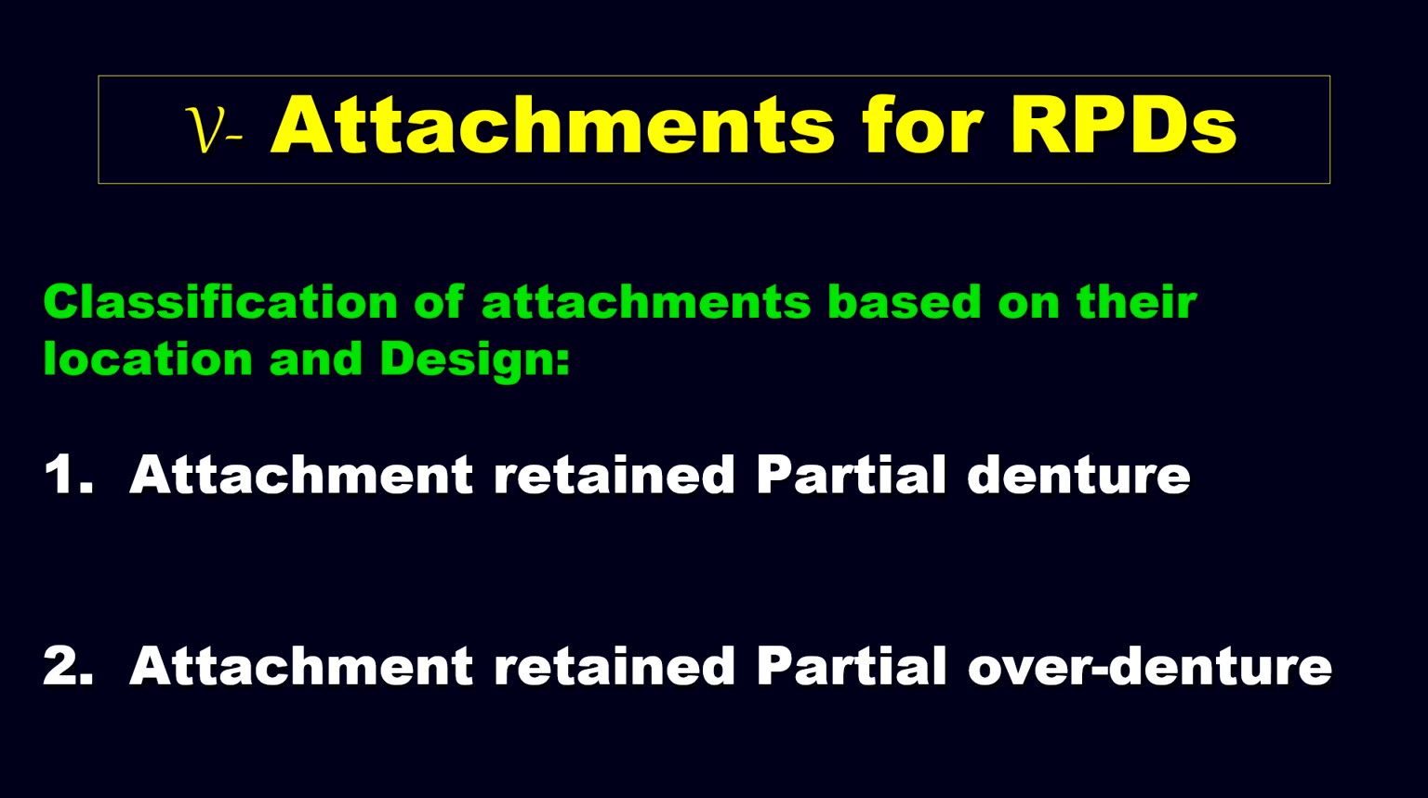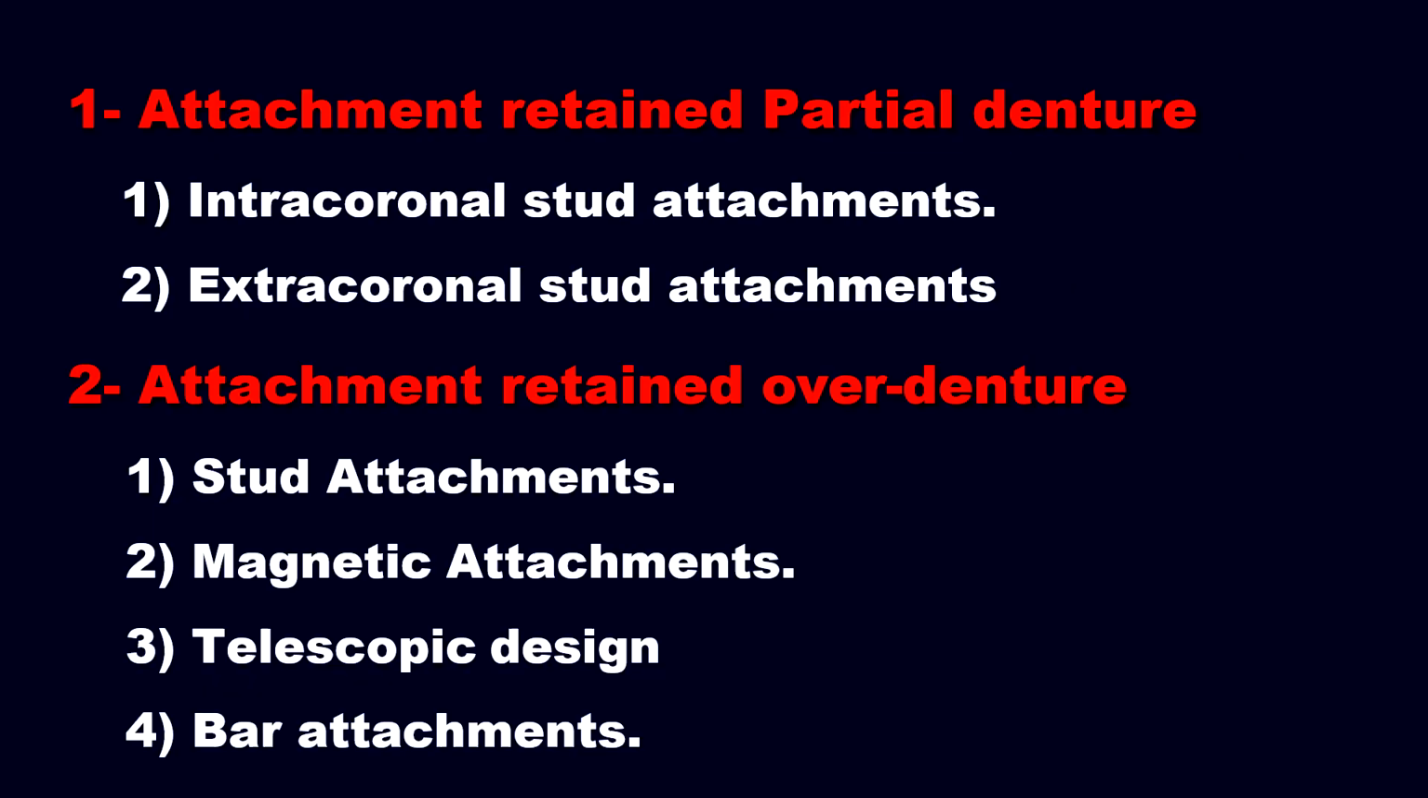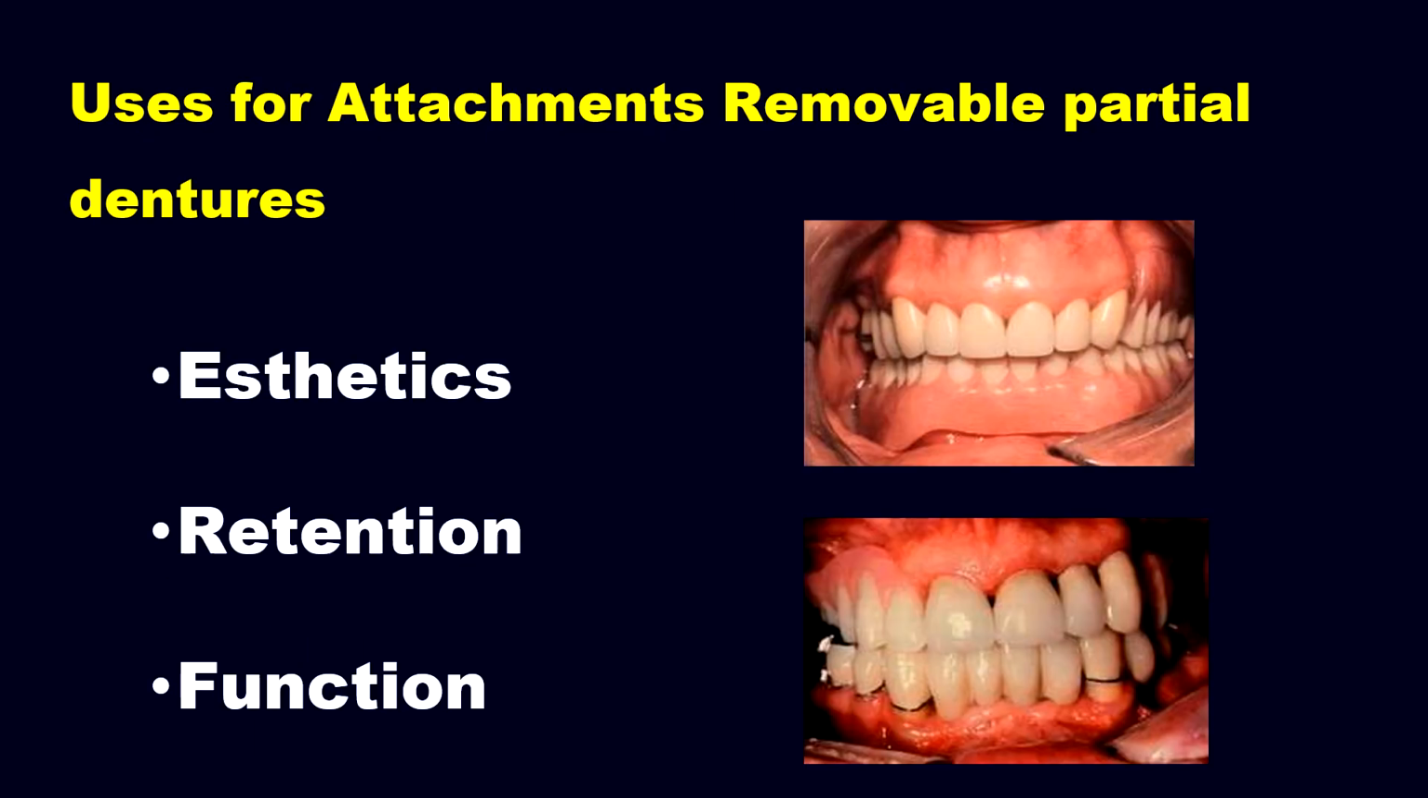So the basis for implant supported RPDs is that we will be placing an implant and giving the prosthesis in a partially edentulous situation. Coming to the attachments for RPDs, the classification of attachments based on their location and design can be classified as attachment retained partial denture and attachment retained partial overdenture. Attachments for partial dentures could be intracoronal and extracoronal attachments, whereas the attachments for overdenture will be stud, magnetic, telescopic, and bar attachments.